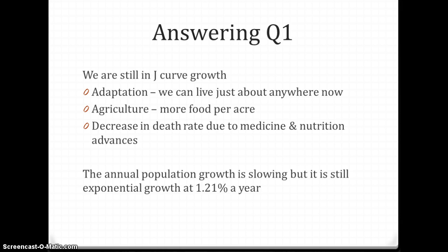Because of these things, we still have an annual population growth that is exponential. It is slowing down, but we're expanding at a percentage of 1.21% a year.